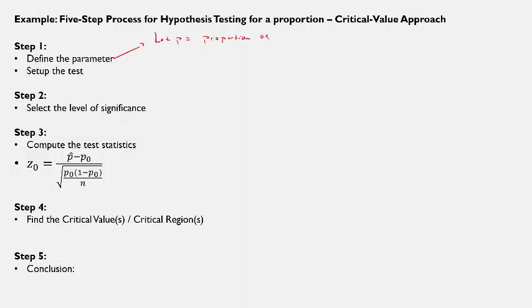Proportion of adults who support passage of bill with support for state budgets.